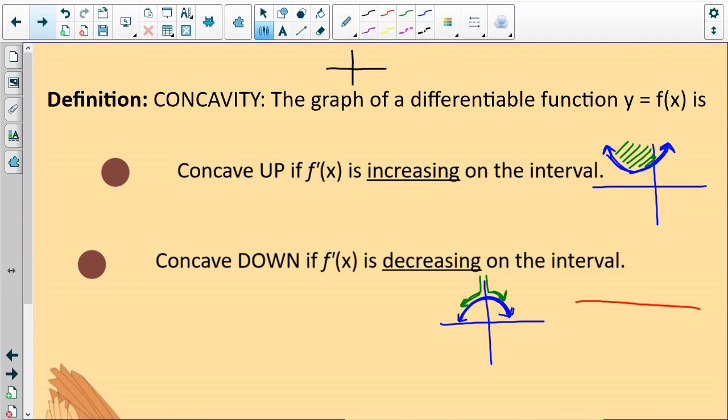Yes. So if we have a function that looks like this, we have a function that appears to be concave down until about here. And then at that point, it starts becoming concave up after that. So this would be concave down over here, and this would be concave up over here.